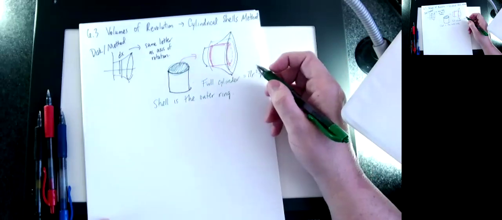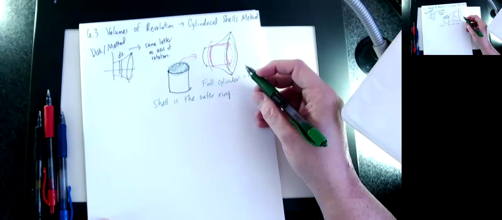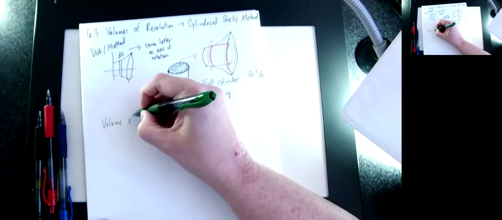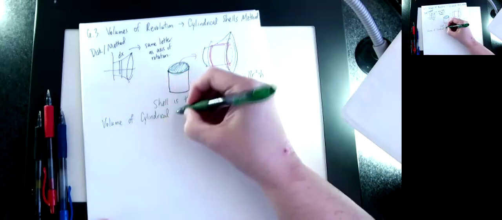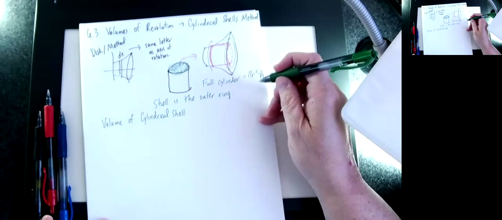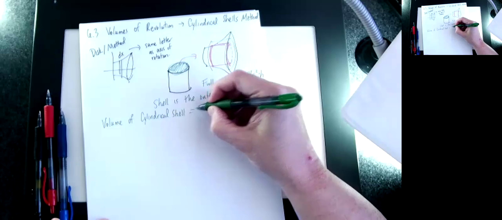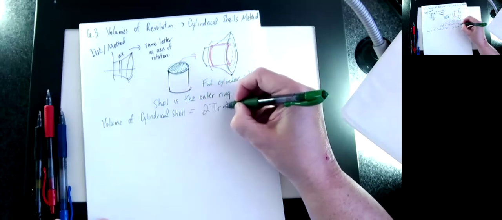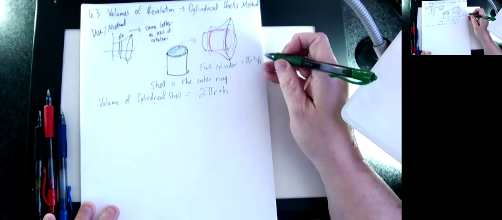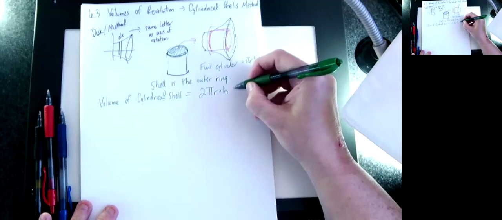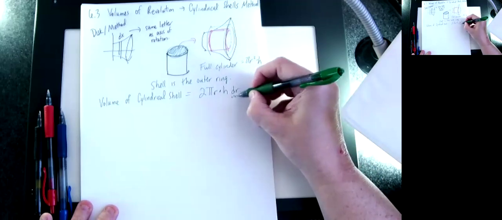And it turns out when we do this, the volume of the cylindrical shell, and if you want to see the derivation of it, it's in the little mini lecture video I made on Canvas, is 2 pi r times h, times the dr, which is our thickness.